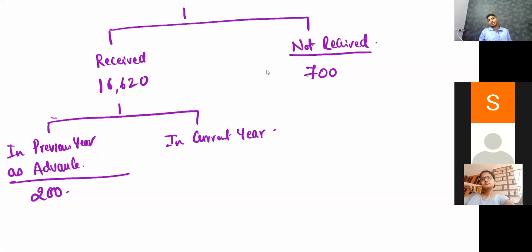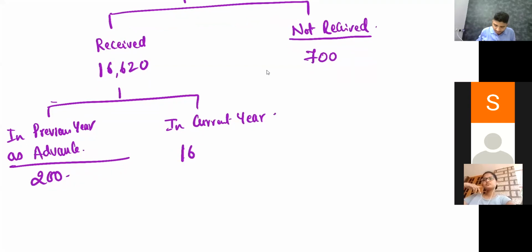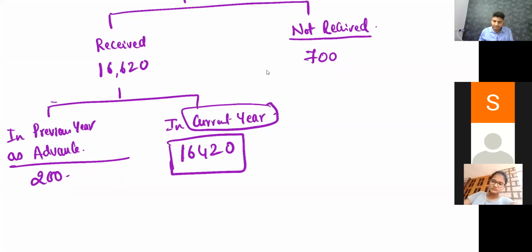So 16,620 is received. Of that, 200 was received in the last year, and the remaining, which is 16,620 minus 200, that is 16,420. This is the subscription which is received in the current year, and this should go to my receipts and payment account as one.